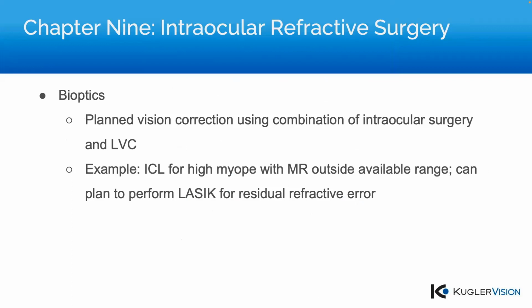There's a term called bioptics that is used in refractive surgery that is planned vision correction using a combination of intraocular surgery and laser vision correction. So for example, if you have an ICL and a really high myope, there was a patient I did a couple of weeks ago that was a -18 who needed or wanted surgery, and they only make the ICLs up to a -16. And so she's going to be left with some residual refractive error. You can plan to do a combined surgery at a later date where you would do an ICL and then something like LASIK to take care of that residual refractive error.